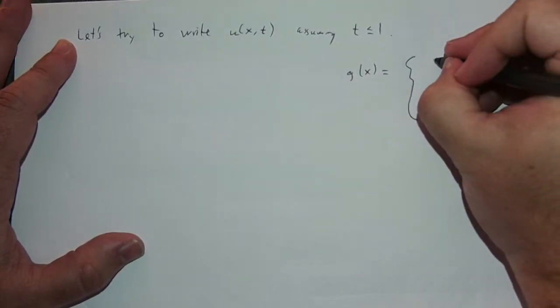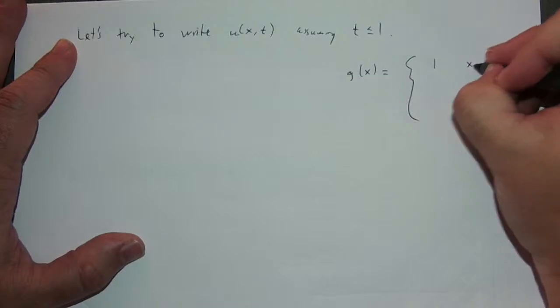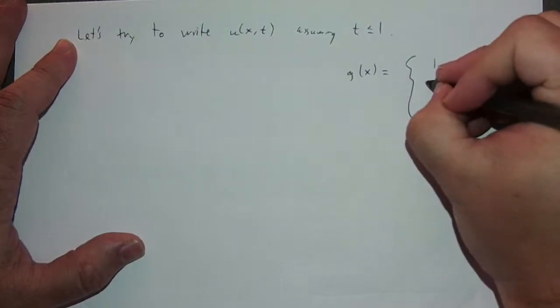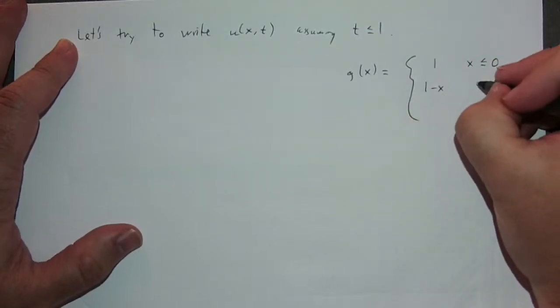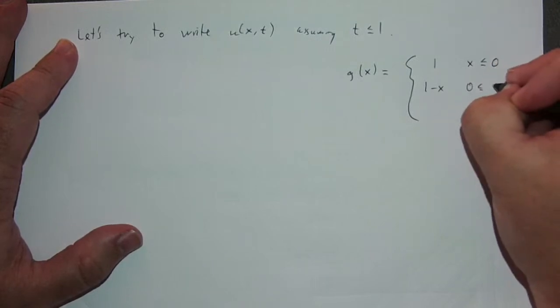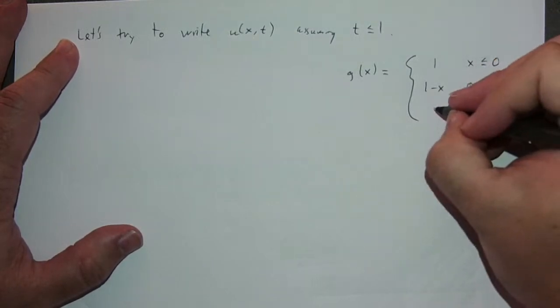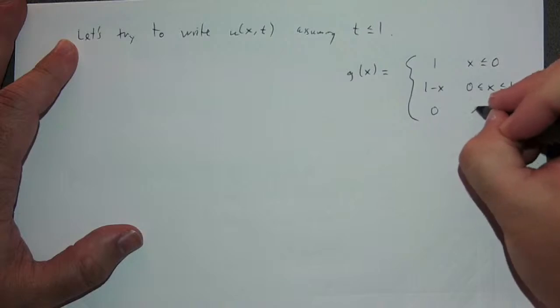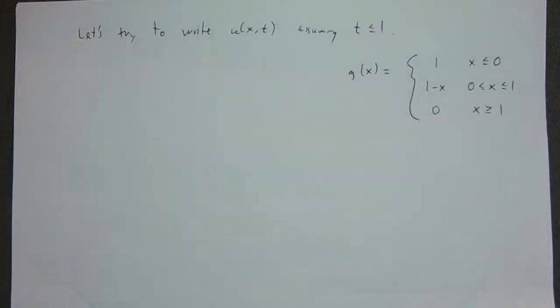G was 1 if x is less than or equal to 0. It was 1 minus x if x is between 0 and 1. And it was 0 if x is greater than or equal to 1. All right, so how do I do this?